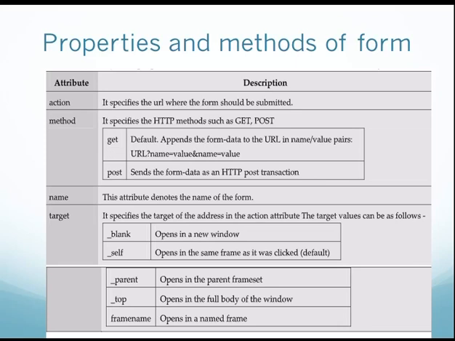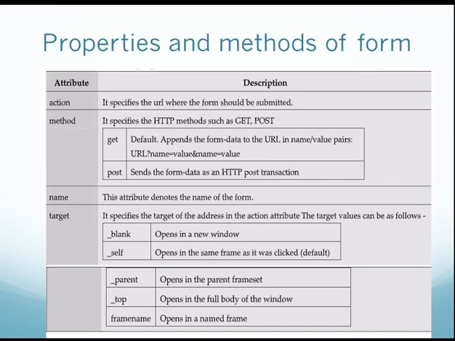But in case of post method, it sends the form data as an HTTP post transaction. Means whatever data you are sending, like if you want to send private data like your username and password, then you should use the post method, because in post method you do not get to see what values you have entered, what data you have entered is not visible in the URL. But in case of get method, all the data is visible in the URL. So post method is more secure when you want to send private data.